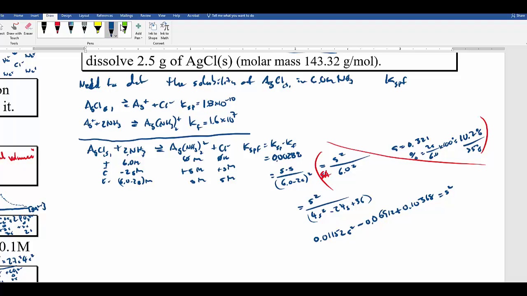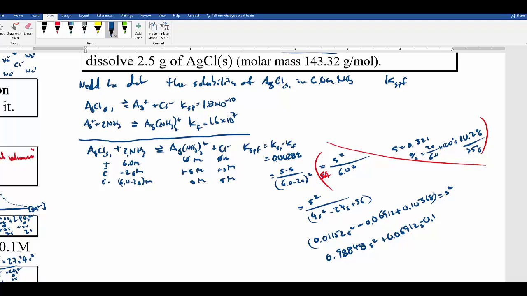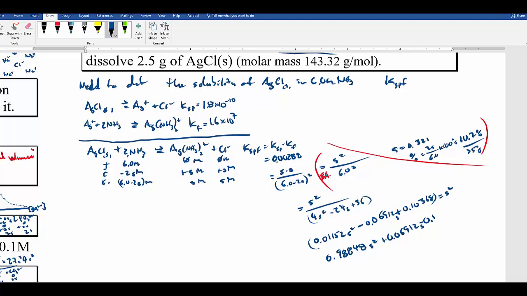Then what I'm going to do is I'm going to subtract this from both sides. And so I'll have 1s squared minus 0.01152. So 1 minus 0.01152. So 0.98848 s squared. And then plus 0.06912 minus, this is x, I forget the s there, minus 0.10368 is equal to 0.